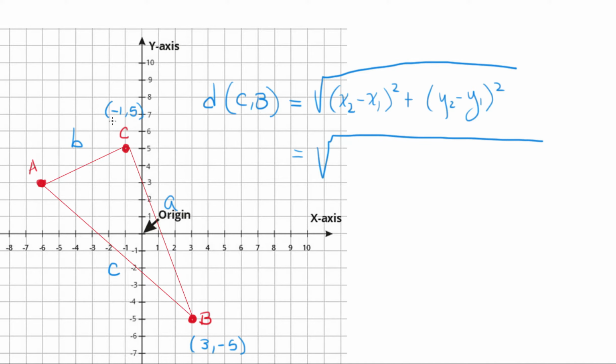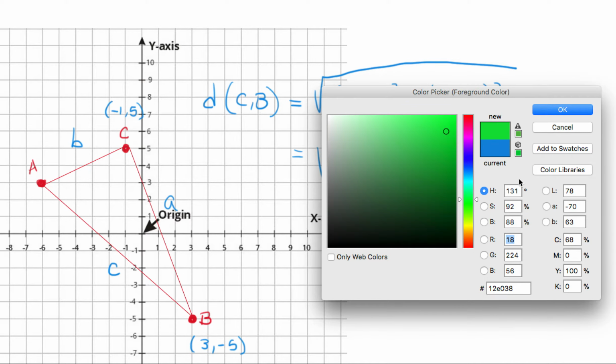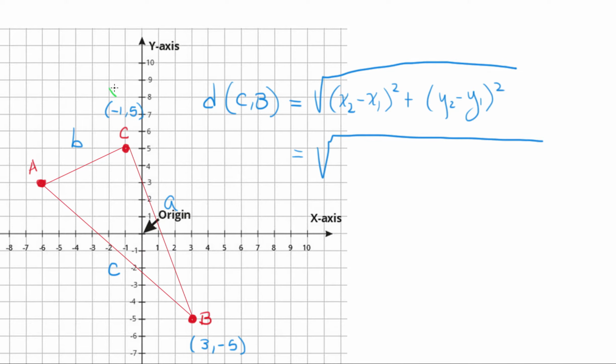Now x2 can be either of the 2 points. So if you choose, you know what? I am going to label them. I'm just going to choose a different color. x2, y2, x1, y1. So x2 is negative 1, and x1 is 3, so minus 3 squared, plus y2 is 5, minus y1, which is negative 5. So remember, we put 2 parentheses, and then we do the keep flip change.